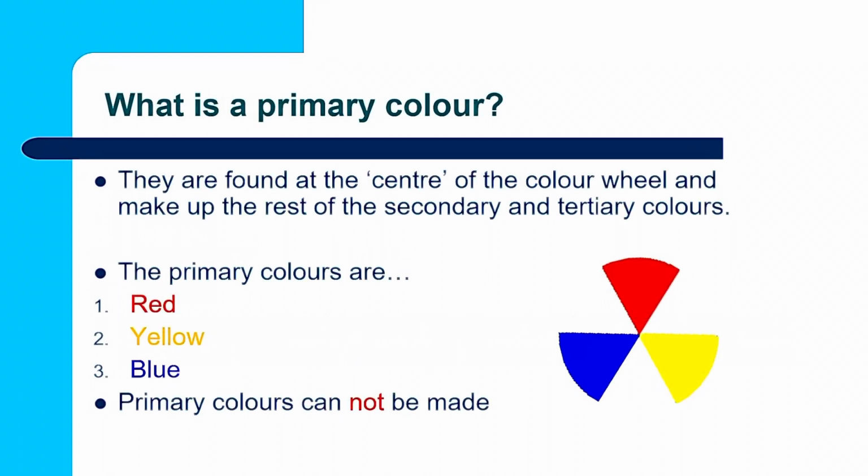Primary colours are found at the centre of the colour wheel and make up the rest of the secondary and tertiary colours. They are spaced equidistant apart from one another. The three colours are red, yellow and blue, and these are unique colours because they cannot be made using any other colour.